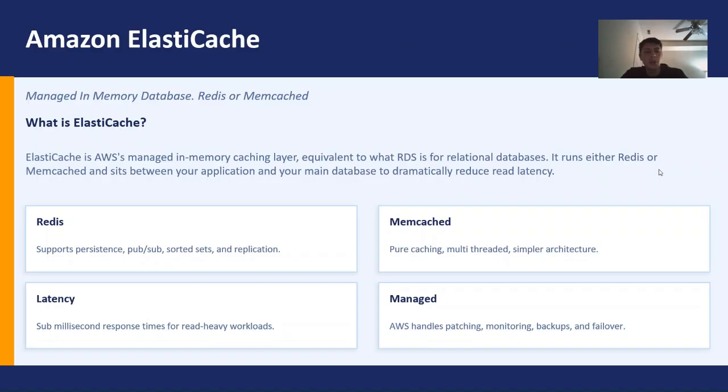Redis is the more popular engine because it also supports persistence, pub/sub messaging, sorted sets, and replication. Memcached is simpler, multi-threaded, pure caching without persistence. The typical architecture looks like this. A user makes a request, it reaches your EC2 instance. If the data is in ElastiCache, it responds immediately. If not, it queries RDS and returns.